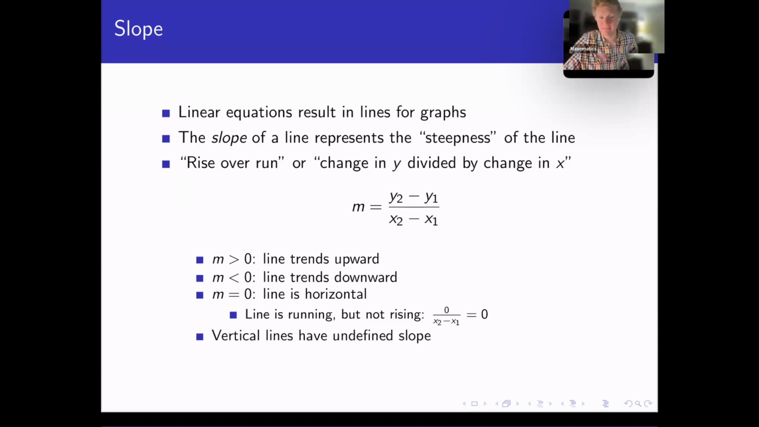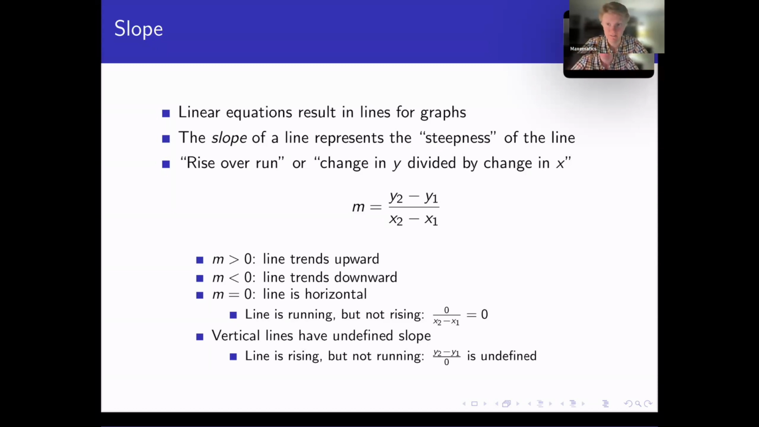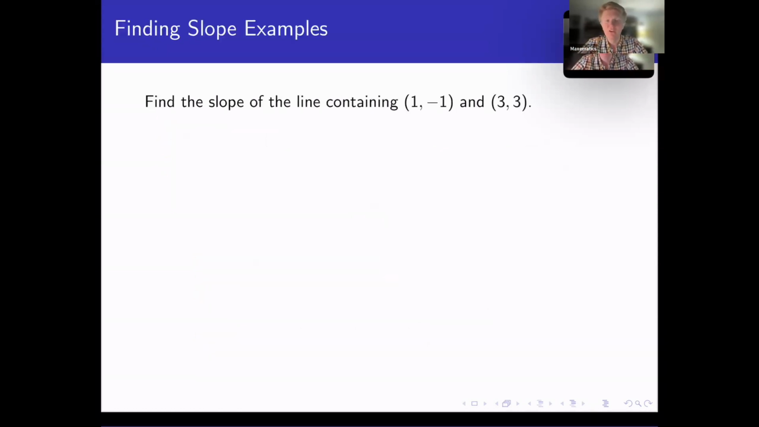Vertical lines, on the other hand, have undefined slope. Well, vertical lines, they rise, but they don't run. So y is changing and x is not. So in that case, anything divided by 0, undefined. So in the very specific case of vertical lines, they have undefined slope, whereas horizontal is 0 slope. Very different. So let's do some practice of just finding slope.